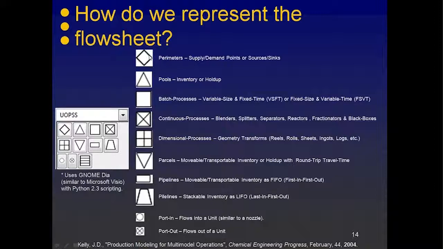So essentially what we have are perimeter units. These define the boundaries of the problem. We have pools, which are inventory. They're tanks, spheres, caverns. As I mentioned, we do batch processes, continuous processes, and then continuous processes, we break up into different subtypes like blenders and splitters and fractionators, reactors, and black boxes. Basically, you can create your own type of unit. Dimensional processes, these are good for pulp and paper or metal casting. You take bulk liquid, bulk aluminum, and convert it into an ingot. It's an idea of a dimensional process. The upside down triangle is movable inventory. It's like a ship, a barge, a truck, a rail car. We do pipelines. We manage the first in, first out.